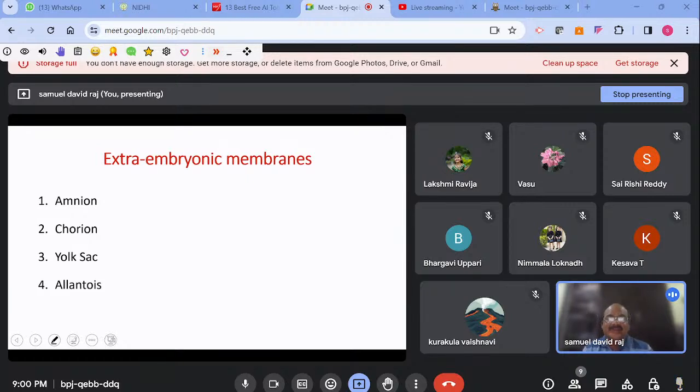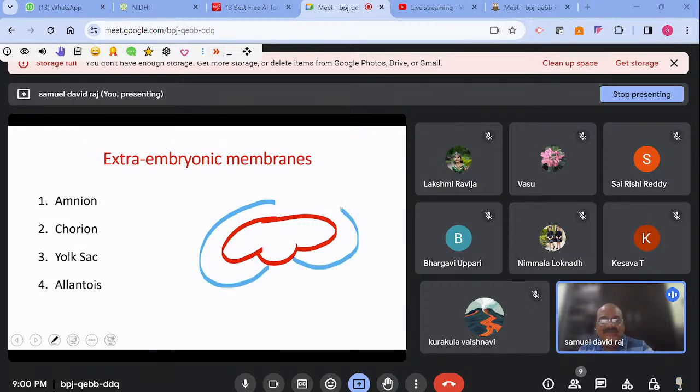And I would like to end this class with a small insight on the extraembryonic membranes. In human beings, let us say when we develop as a fetus, we develop in the uterus of the mother. So this is the fetus, okay, and this fetus has different layers surrounding it. The one which is near the fetus is called the amnion. This is called the amnion.